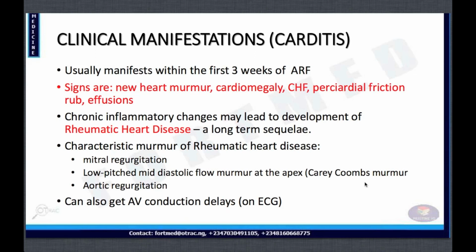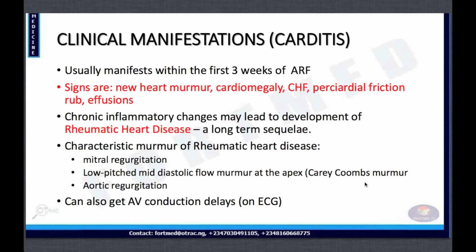To talk about the heart involvement, it is seen in the first 3 weeks, and the signs that usually peak are you find a new heart murmur, then cardiomegaly. It can also lead in rare severe cases to a heart failure. There can be pericardial friction rub and pericardial effusion. In a long-term sequelae, which usually occurs in about 2 to 10 years after the initial infection, there can be rheumatic heart disease, which is a lecture on its own.